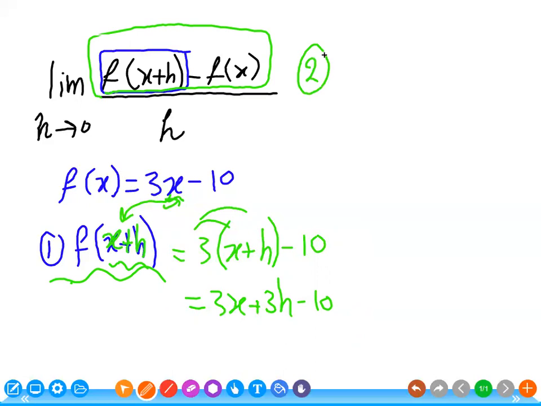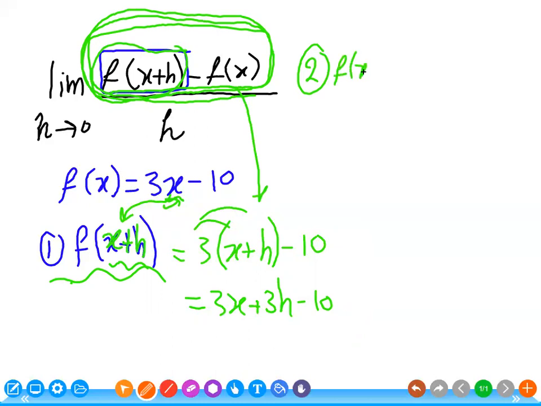And I will call it the second step. So in this case, we have only 3 steps rather than 4 steps. Now, the second step, you have to find f of x plus h minus f of x. Now, what do we have for f of x plus h? We have this one here, which is 3x.